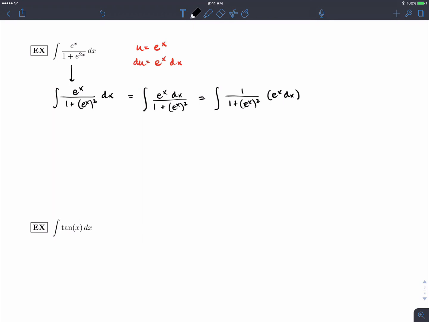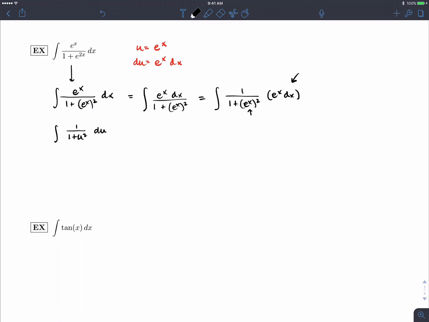I think if we were to look at this particular version, it makes sense how we'd perform our substitutions now. So we're going to let that e to the x dx be our du, and then this e to the x down here, that will end up being our u. Let's see what we're left with if we do that. So now we've got the integral of 1 over 1 plus u squared, and then we've just got our du.